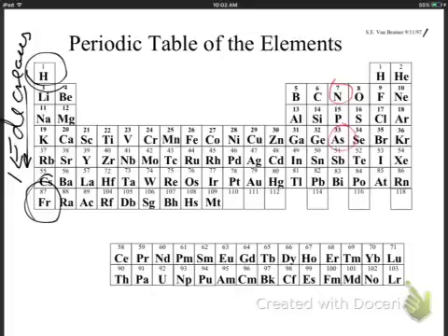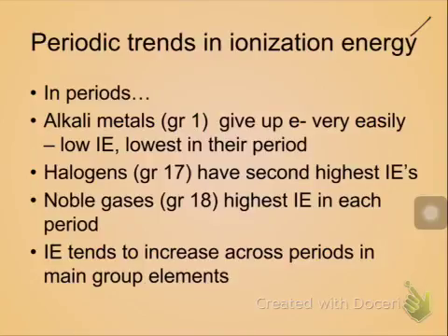Sulfur and aluminum. S and Al. Who's going to have lower ionization energy? Yes. Sorry, I didn't think about it. Yeah, aluminum's going to have lower ionization energy. It's going to take less energy to pull an electron off of aluminum than it will off of sulfur. Now, we've been talking about first ionization energy. Okay? We've been talking about first ionization energy.